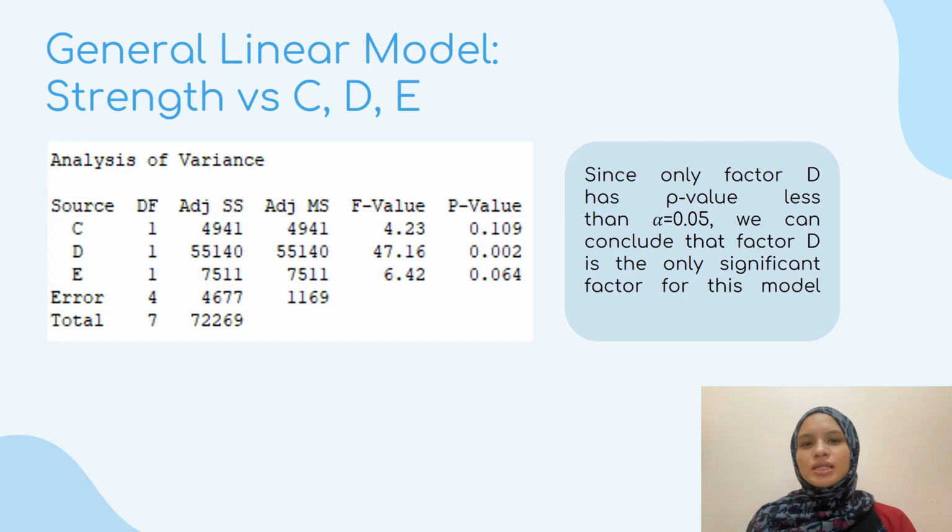When we run the general linear model analysis using factors C, D and E, we can see that only factor D has a p-value less than 0.05. Therefore, it is the only significant factor for this model.